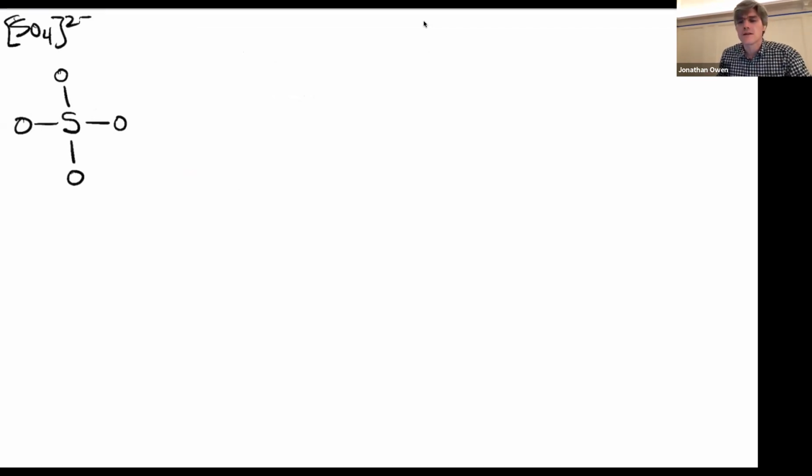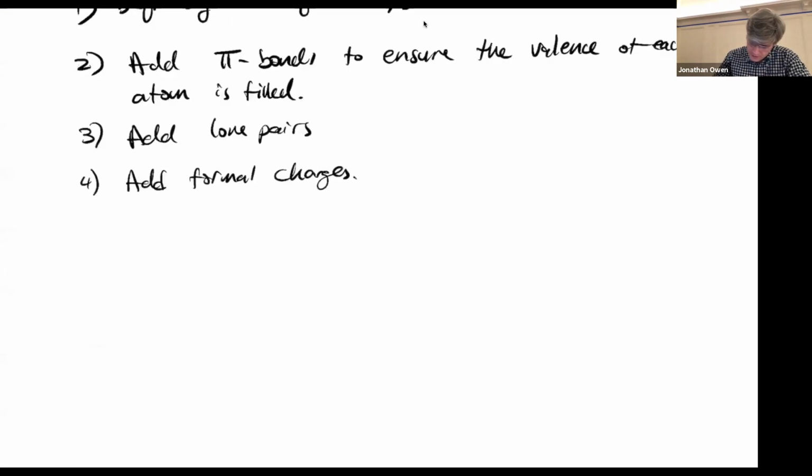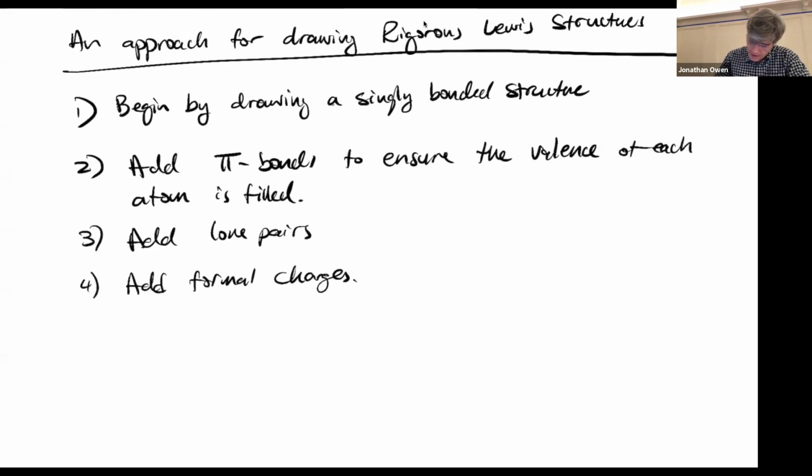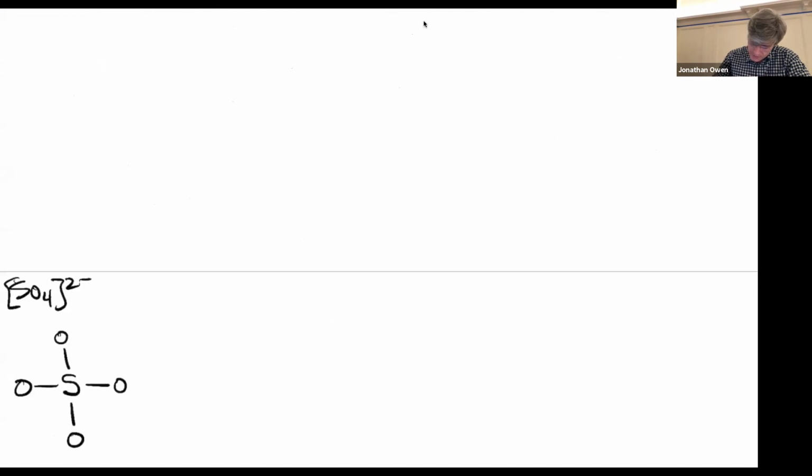And what we're gonna do is the SO4 2- ion, okay? So I'm gonna try and, I think I can squeeze these in. I'm gonna start off with a sulfur here. And I'm gonna draw a singly bonded set of oxygens around it. And notice I have an octet here for my sulfur. And I'm going to start putting in some lone, let's see, what did I just say in my order? That's right. Begin by drawing a singly bonded structure. I've got to add pi bonds to ensure the valence of each atom is filled, then add lone pairs.